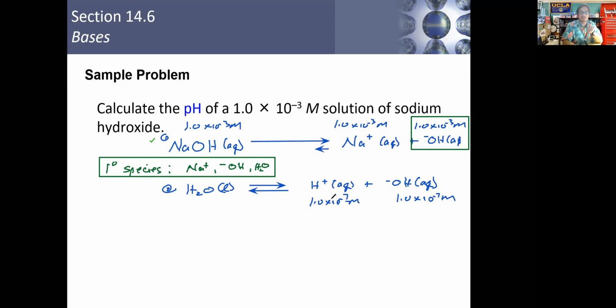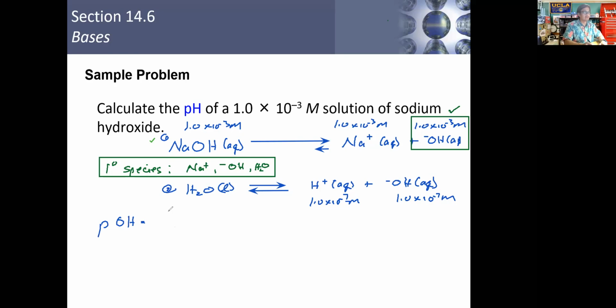It doesn't factor into our calculation. However, we do have a source of hydroxide ions. So what we can do then, and this is what I was trying to draw your attention to on the previous slide, is if we can calculate the pOH, we can find the pH.